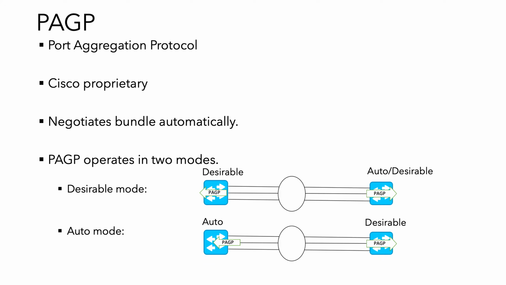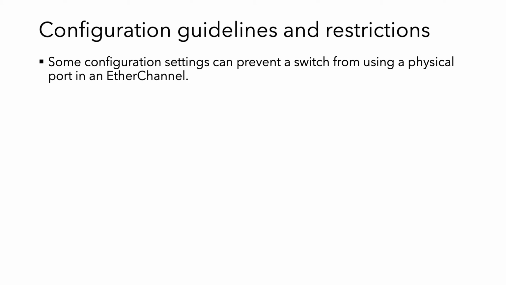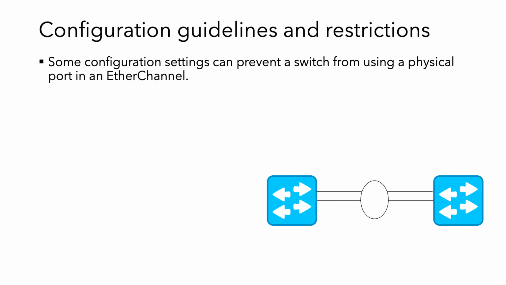Both the protocols accomplish the same task, that is to negotiate so that only the links that pass the configuration checks are actually used in an EtherChannel. So that takes us to the next topic, where we'll discuss the guidelines and restrictions when configuring EtherChannel interfaces. Even after correctly configuring EtherChannel by using manual or dynamic protocols, there are some configuration settings that can prevent a switch from using a physical port in an EtherChannel.